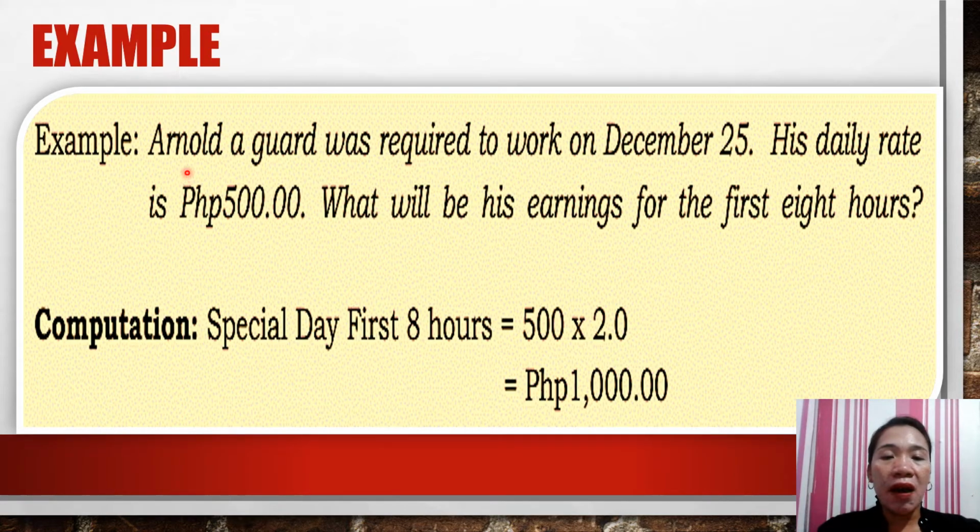So, let us have an example. Our example is Arnold, a guard, who was required to work on December 25. His daily rate is 500 pesos. What will be his earnings for the first 8 hours? So since that is December 25 and is considered a special day, the first 8 hours is 500 times 2. So he will receive 1,000 on that day. That is Arnold's basic pay on December 25 because it is a holiday.